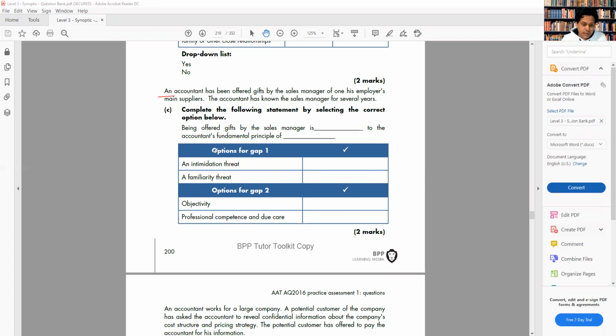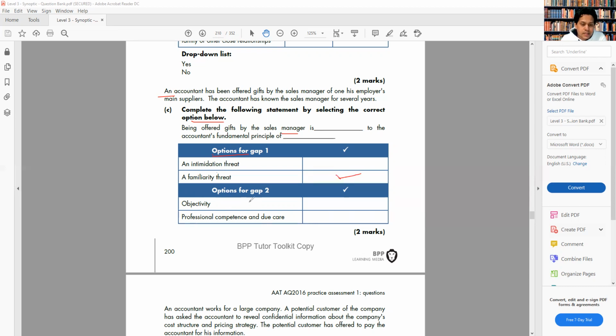So step number one, complete the following statement by selecting the correct option below. Being offered a gift by the sales manager is what to the accountant's fundamental principle of what? So if someone offers you a gift, obviously because of the long-term relationship, that is a familiarity threat. So we said familiarity threat.